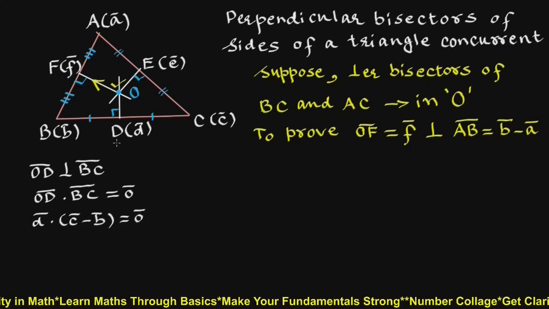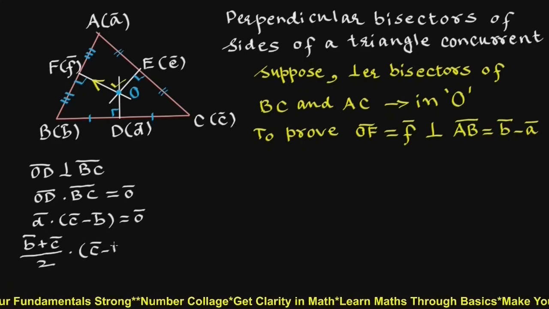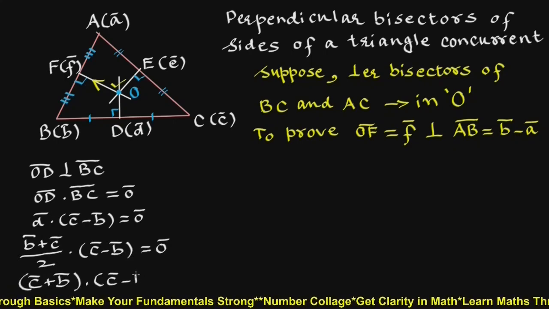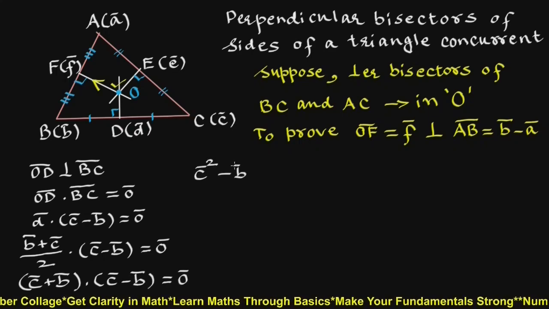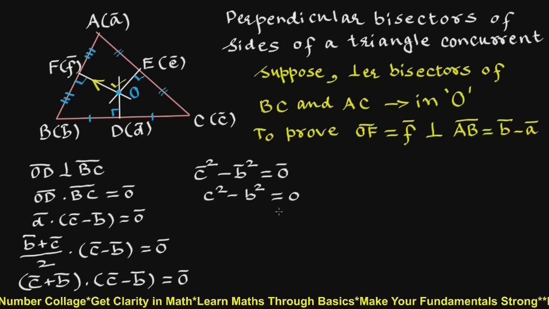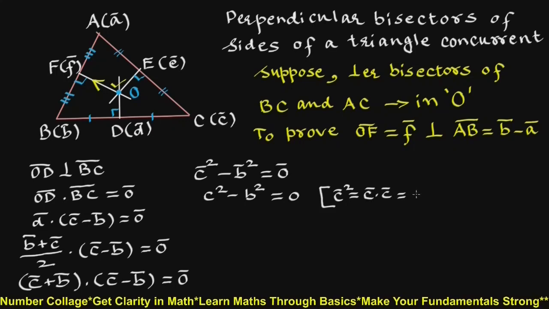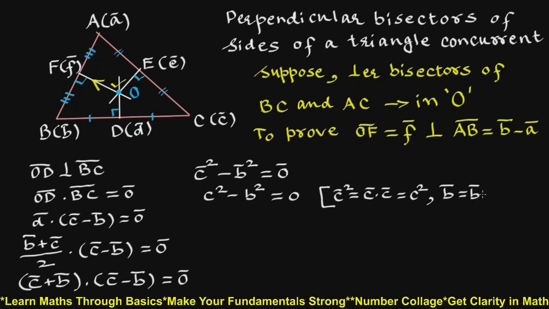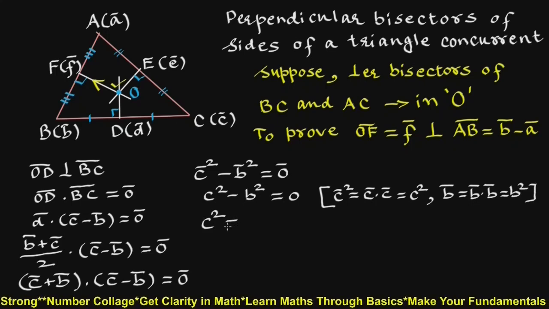But since D is the midpoint of BC, D bar will be (b bar plus c bar) upon 2, into (c bar minus b bar) equals 0 vector, which is (c bar plus b bar) dot (c bar minus b bar) equals 0 vector. That will be c bar square minus b bar square equals 0, that is c square minus b square equals 0, because c bar square is the dot product c bar dot c bar, which is nothing but the scalar c square. Similarly, b bar square is b bar dot b bar, the self dot product, which is b square. That is c square equals b square.